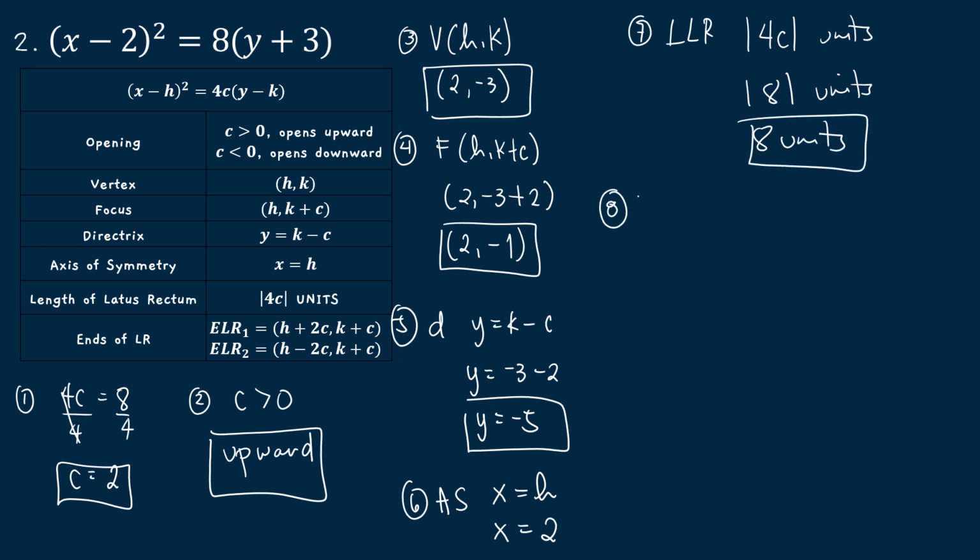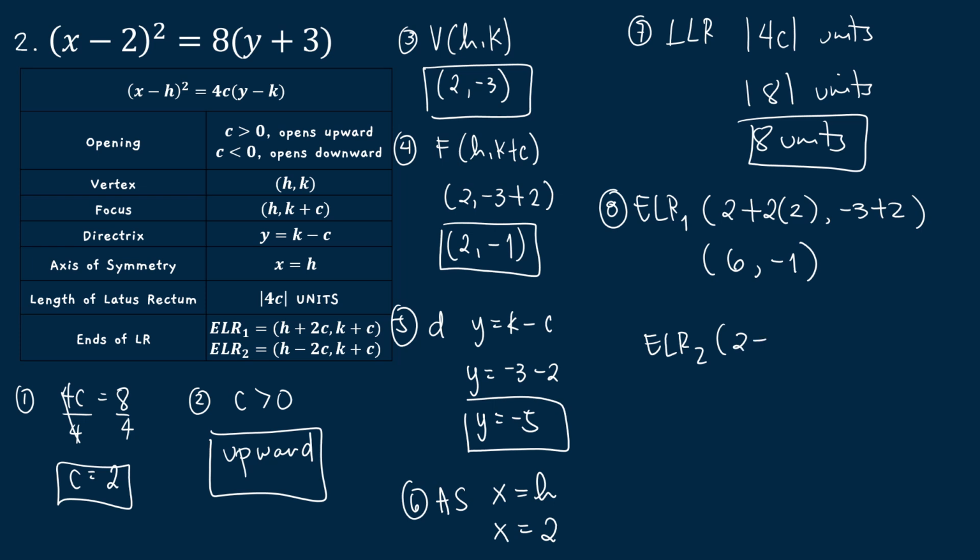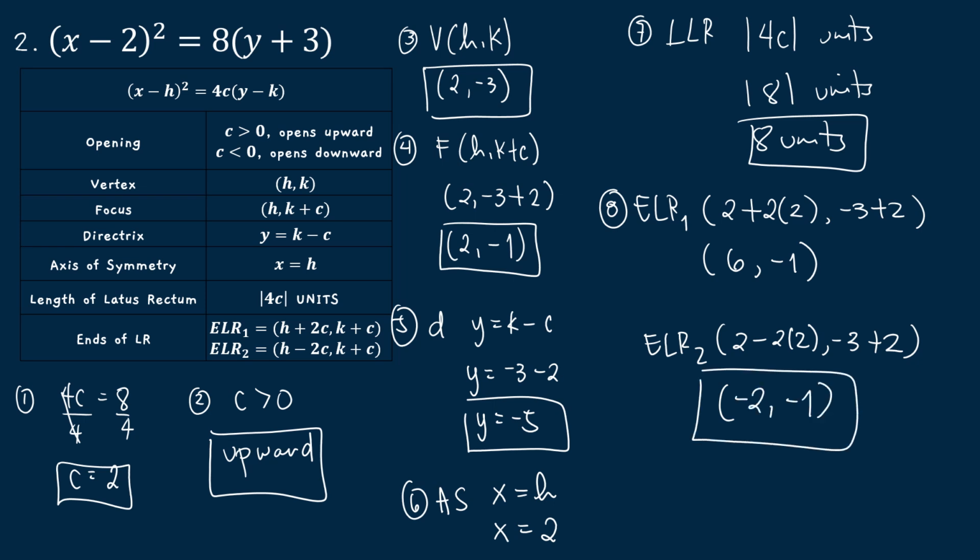Number 8 and number 9, LR1 and LR2. LR1 would be h, which is 2, plus 2 times 2, comma, negative 3 plus 2. That would be 2 times 2 is 4, plus 2. That would be equal to 6, comma, negative 1. And LR2 would be 2 minus 2 times 2, comma, negative 3 plus 2. So 2 times 2 is 4. 2 minus 4 is negative 2, comma, negative 1. So those are all your properties for number 2.